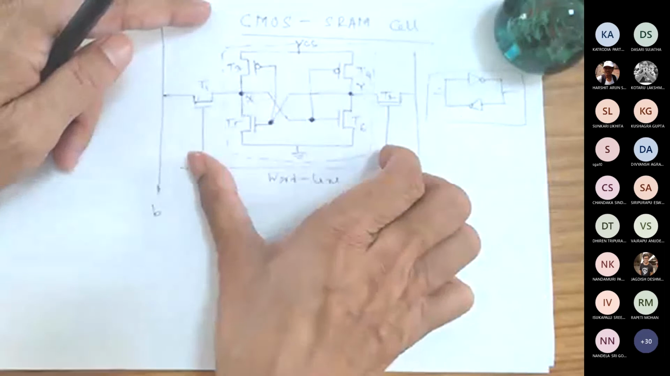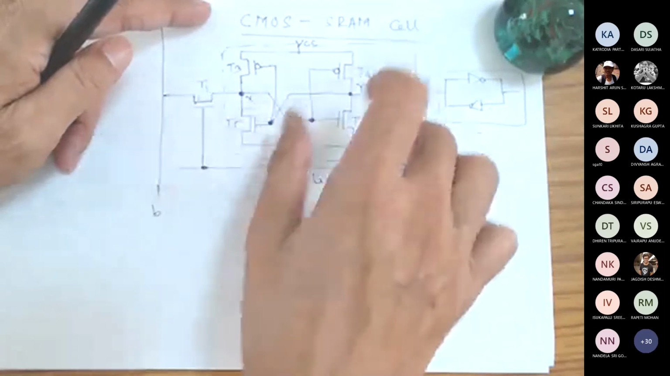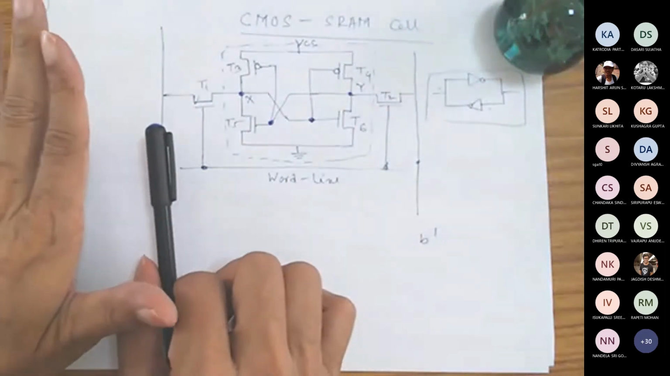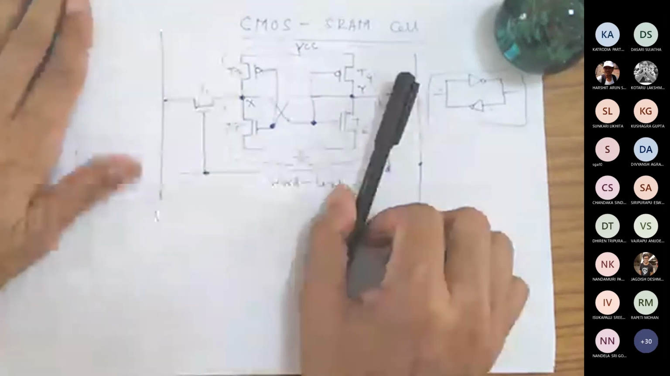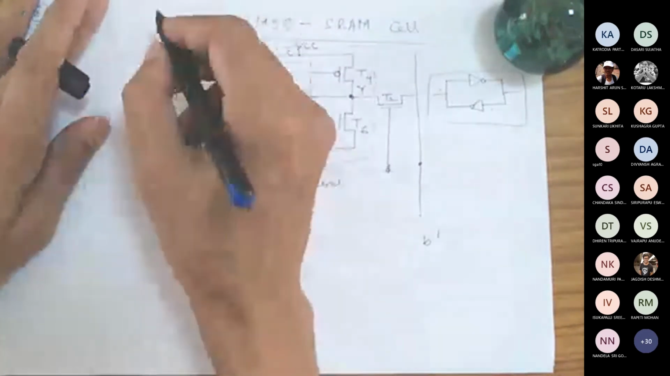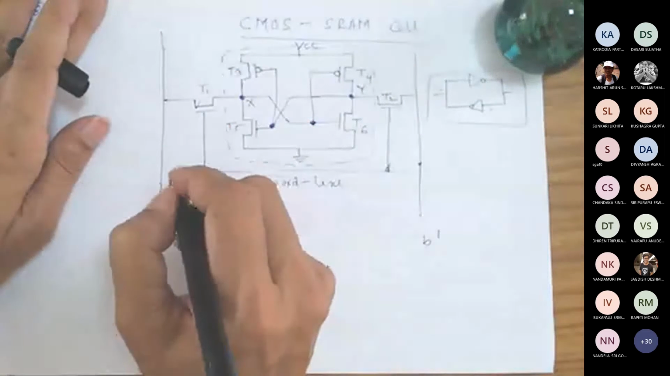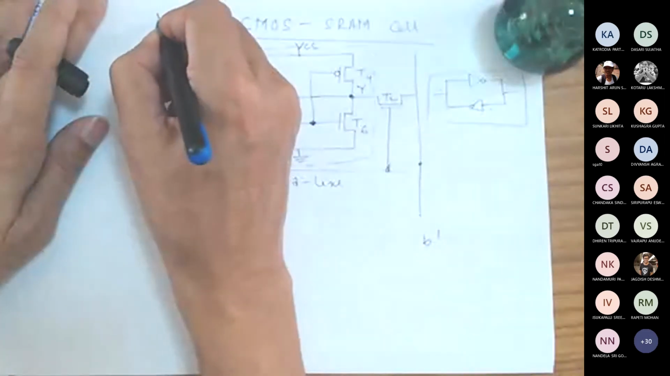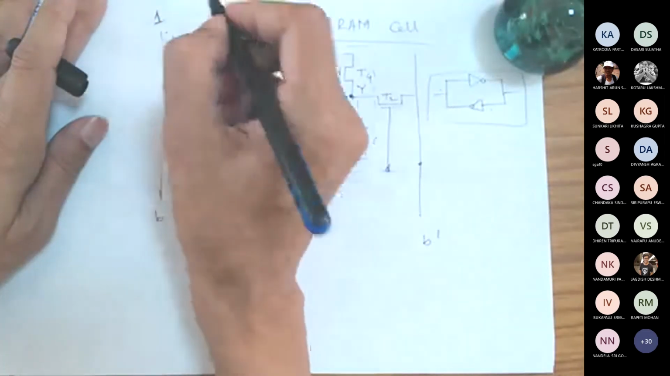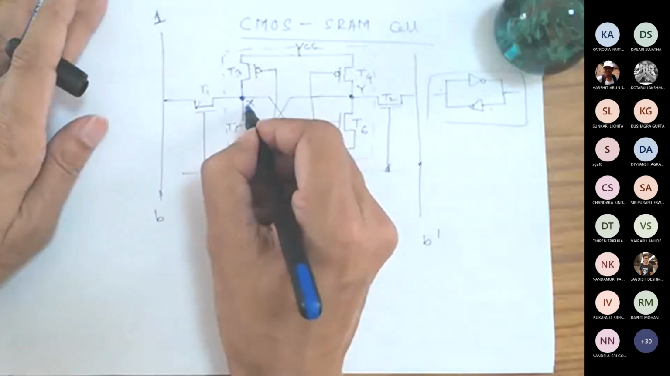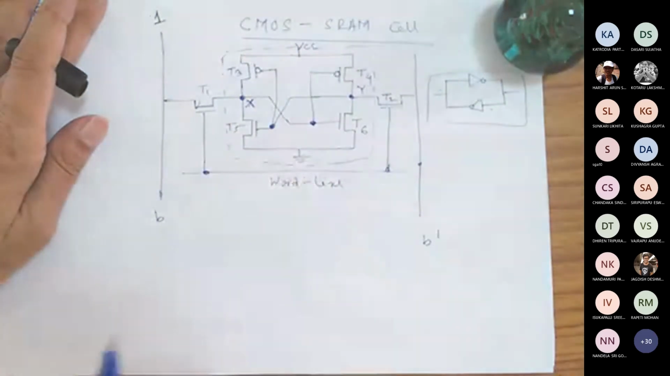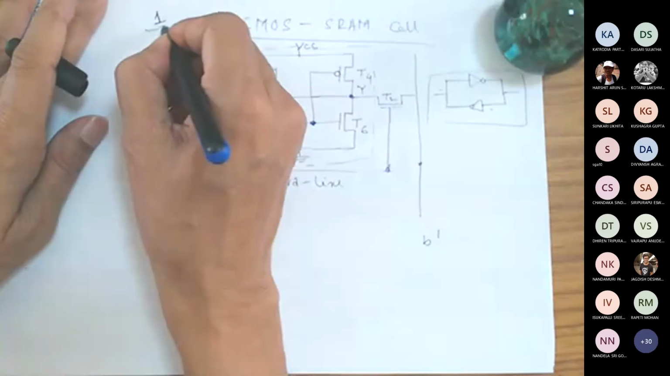And these two transistors, T1 and T2, are basically used to pass the logic. So if you are reading, say 1, say X logic is 1, you want to read it. That means you need to sense this value.